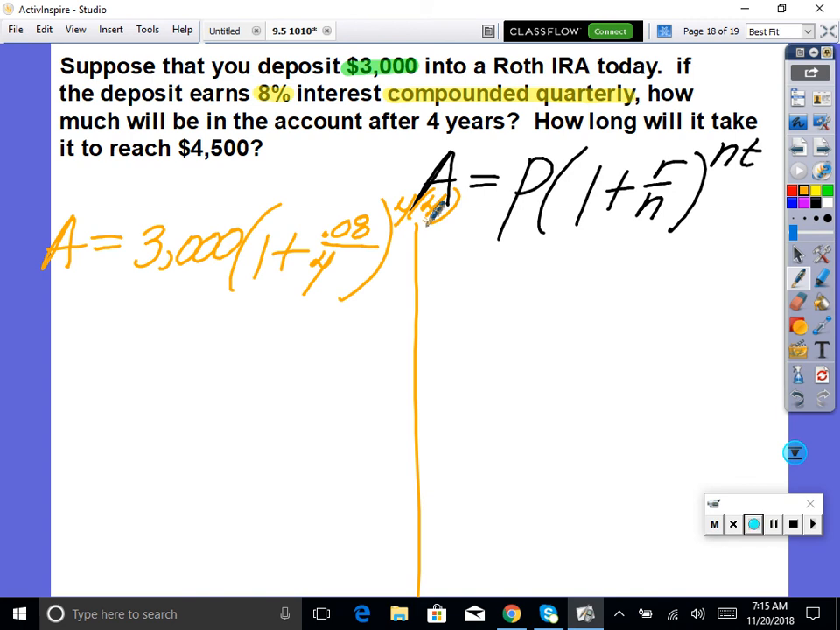Now in this other one it says, how long will it take to reach 4,500? So that'd be the amount in the end. So now we have 4,500 equals, our put down was 3,000, times 1 plus our rate is 0.08, divided by n is 4, raised to the nt, so raised to the 4t. So now in this one, solving is easy. You just calculate it. So calculate that. How much would be in the account after 4 years?